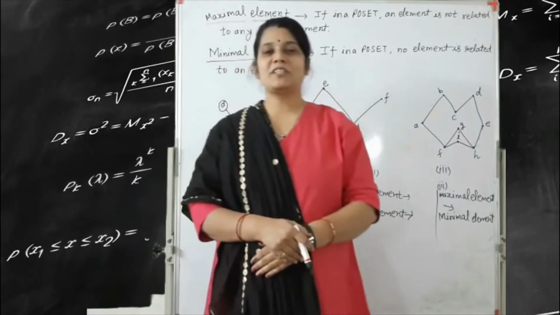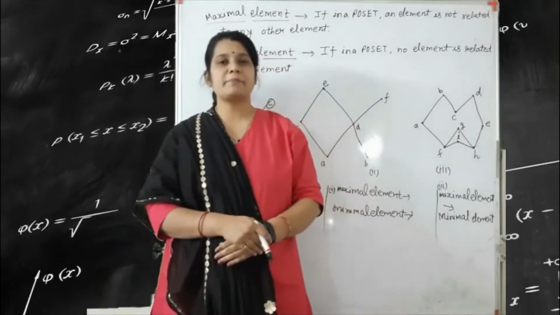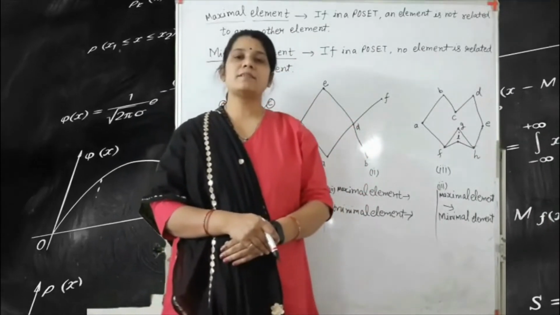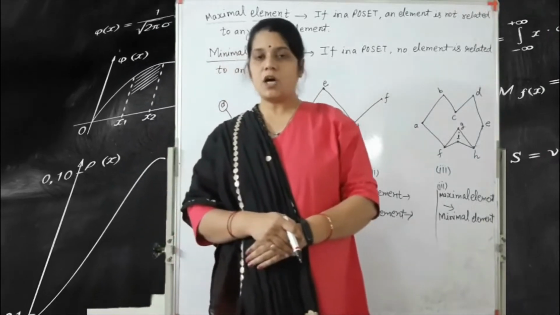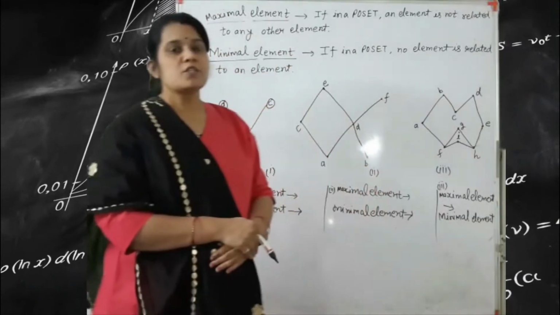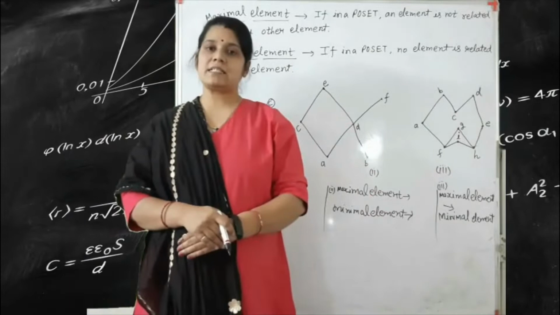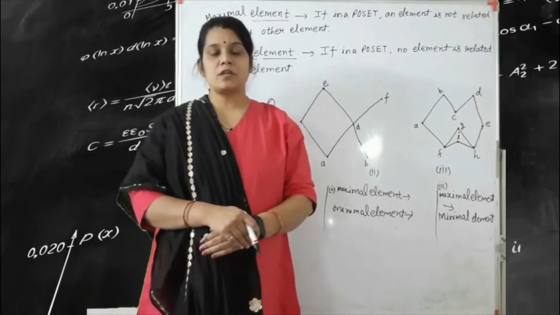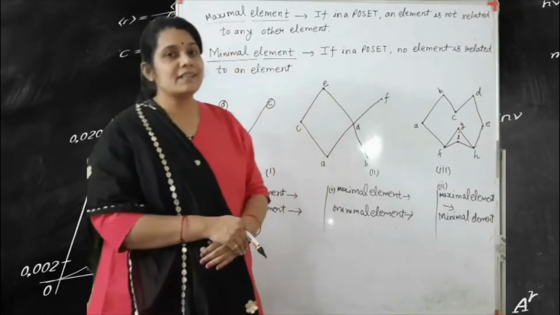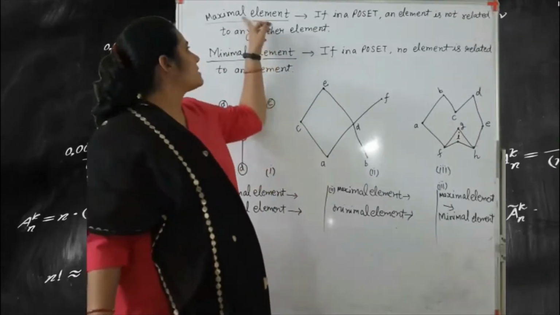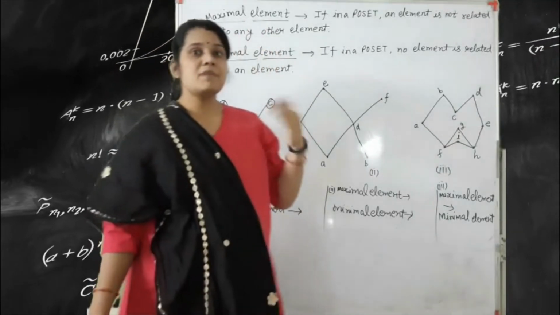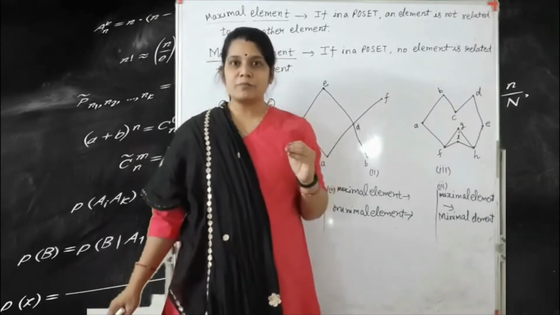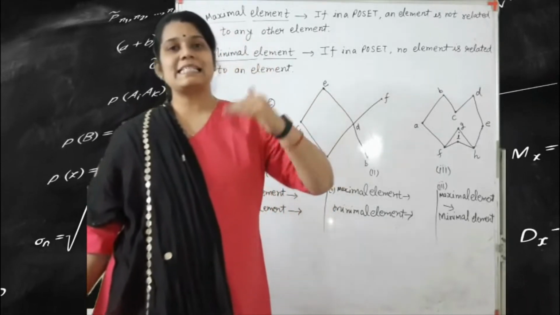Today I am going to take a lecture of Discrete Mathematics chapter number 3, and the topic is the partial order set or partial order relation. We have already seen in our previous lecture what is the process for the Hasse diagram. So our next topic is maximal element and minimal element. This is a very interesting topic according to the Hasse diagram.